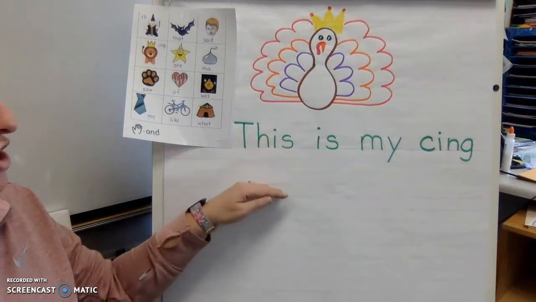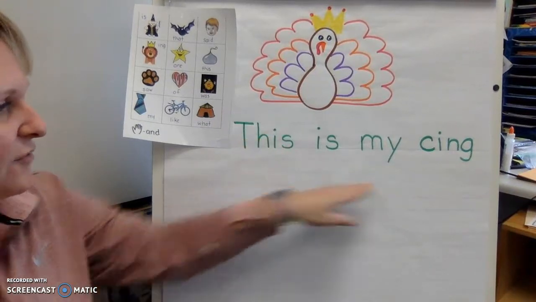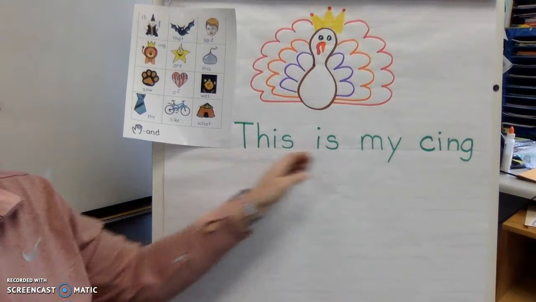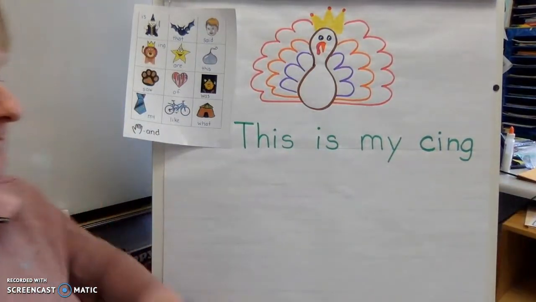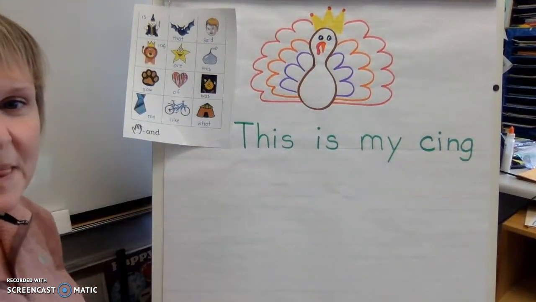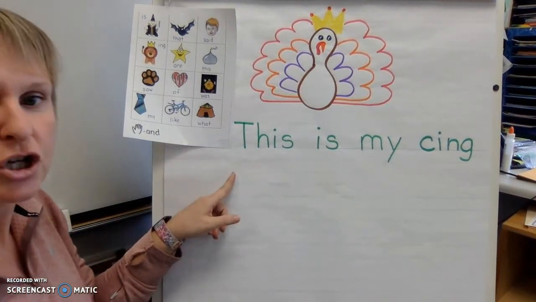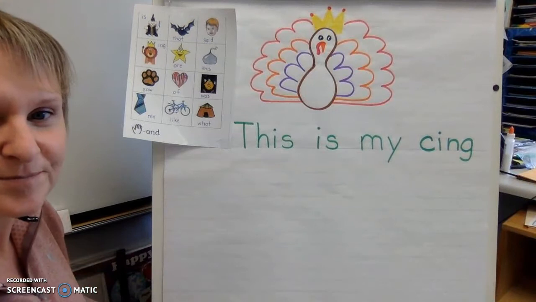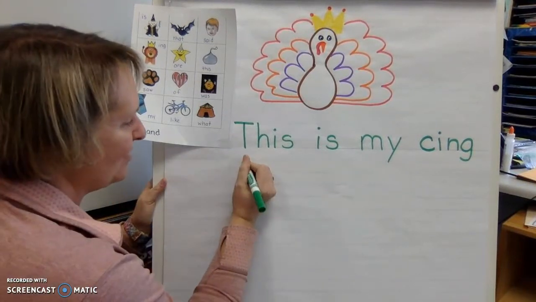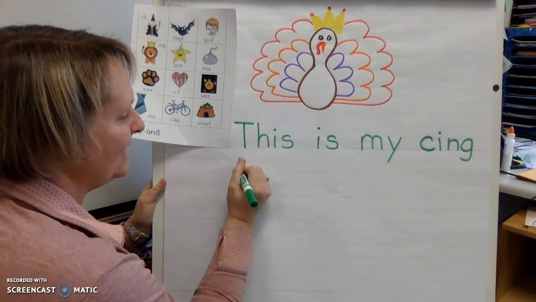Okay. Now I'm going to jump down a line here so I have room because I ran out of room over here. If your paper's big enough, you can just keep going. All right, Ava. I got lines on my paper. Okay, Ava, what do you hear first in turkey? T. T. So I'm going to write my T.